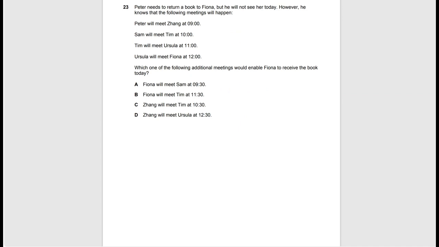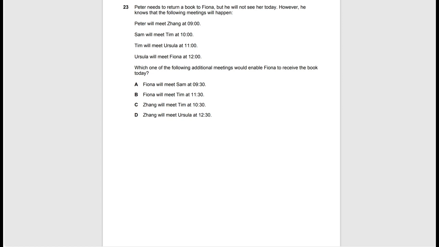Moving on to question 23. Peter needs to return a book to Fiona, but he will not see her today. However, he knows that the following meetings will happen. Peter will meet Zhang at 9, Sam will meet Tim at 10, Tim will meet Ursula at 11, and Ursula will meet Fiona at 12. Which one of the following additional meetings would enable Fiona to receive the book today?